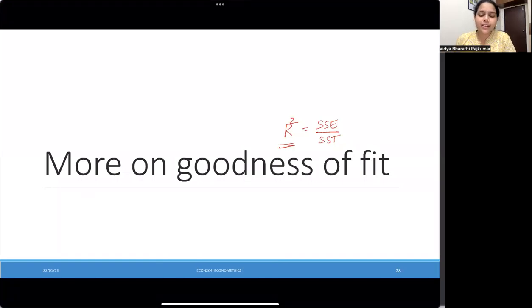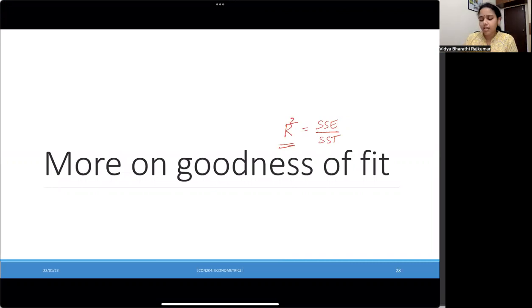Hello everyone. In this video, we're going to be learning a little bit more about goodness of fit in linear regression models. So we're going to be talking about R-square, which is our conventional measure of goodness of fit. R-square measures the fraction of variation in Y that is explained by the regressors that we've added in the model. The higher the value of R-square, the greater the explanatory power of the model.